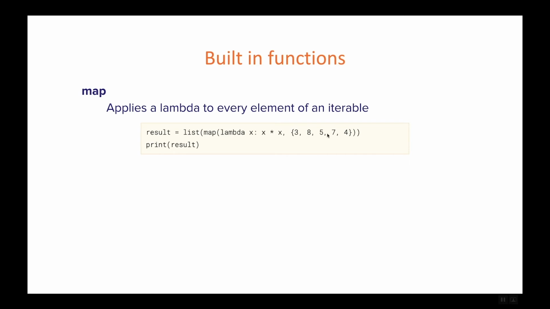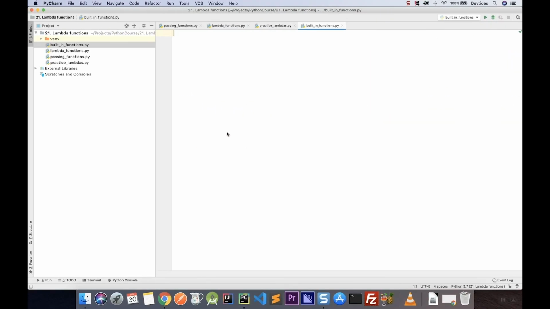So in our case, we are applying it to a set. So if we just do that, we will get what we call a map type at the end, and we're converting that into a list and printing it out. So let's try it out in our code. Let's see how it works.